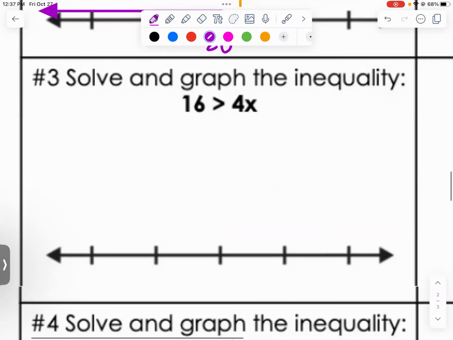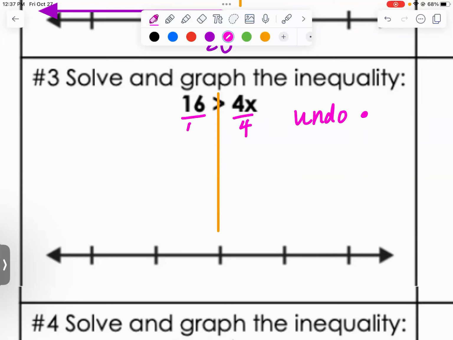All right, now number 3 is where it gets interesting. Liam, what do we need to do to both sides to solve number 3? We need to divide by 4 on both sides. What kind of 4? A negative or a positive? A positive. Do we flip the sign on this step? No, we have 4 is greater than X. The inequality sign needs to stay the same. We divided by a positive number.